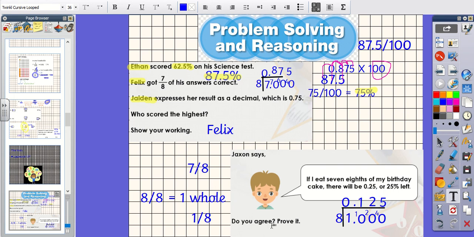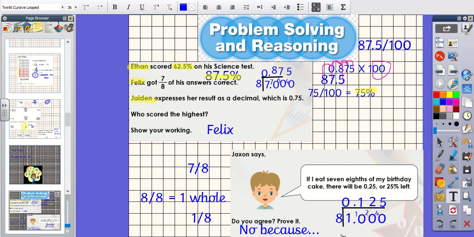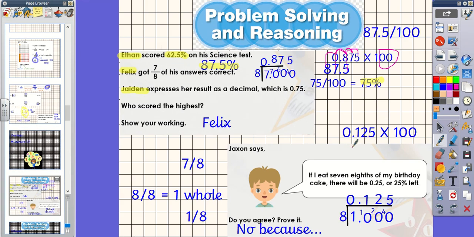Okay, so do I agree? No, I don't agree, because, and then I will show my working out. So this is my working out to find my decimal. Now to find out my percentage, I need to do 0.125 multiplied by 100, because remember percentage means out of 100. So let's use my pen. I'm going to bring my decimal point down straight away.